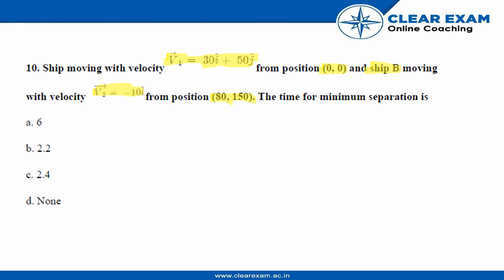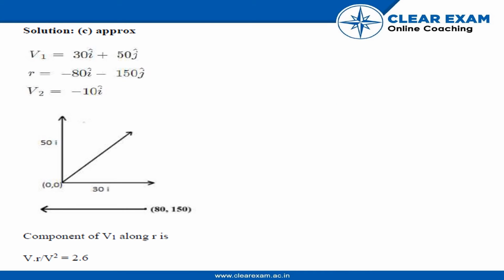So we have to basically find the time for minimum separation between the ships. Okay, so let's move on to the solution. Here v1 is the velocity of ship A, it is 30 i cap + 50 j cap, and r is the distance between both ships, that is -80 i cap - 150 j cap. v2 is the velocity of ship B, that is -10 i cap.